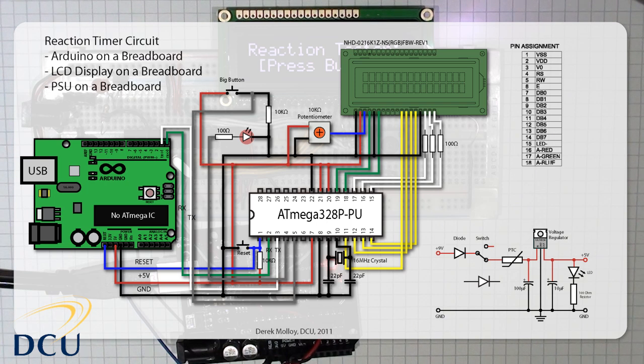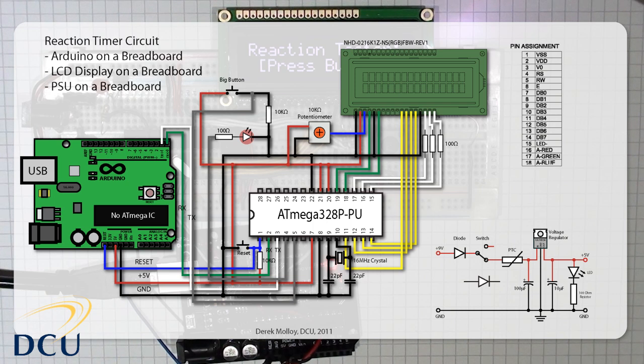It's in pull down configuration, so we have a 10k resistor tying it to ground, and the other side is connected to plus VCC. Next below it, we have an LED with a current limiting 100 ohm resistor, and this is the LED that lights when it's time for us to press the button. We also have a 10k potentiometer, and you will have seen this in the LCD tutorial. This allows us to set the contrast on the display.